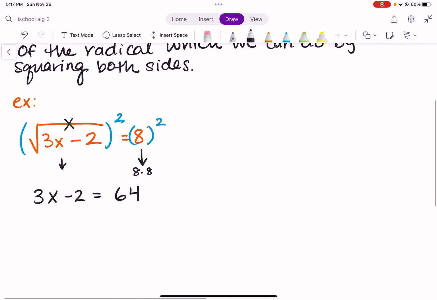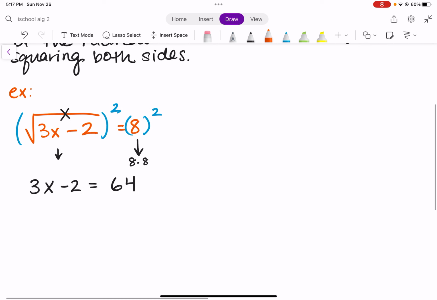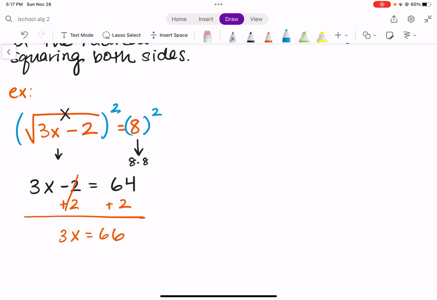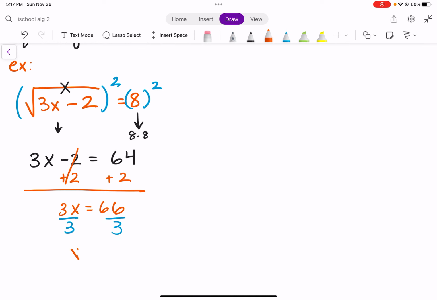So again, in order to get rid of the square root, you square both sides because that cancels out the square root. From here, you should know how to solve this, right? We're going to just solve this like a normal equation. So we're going to add 2 on both sides. We have 3x equals 66. Our last step is divide by 3. And we get x equals 22. Okay? We're going to do a second example.